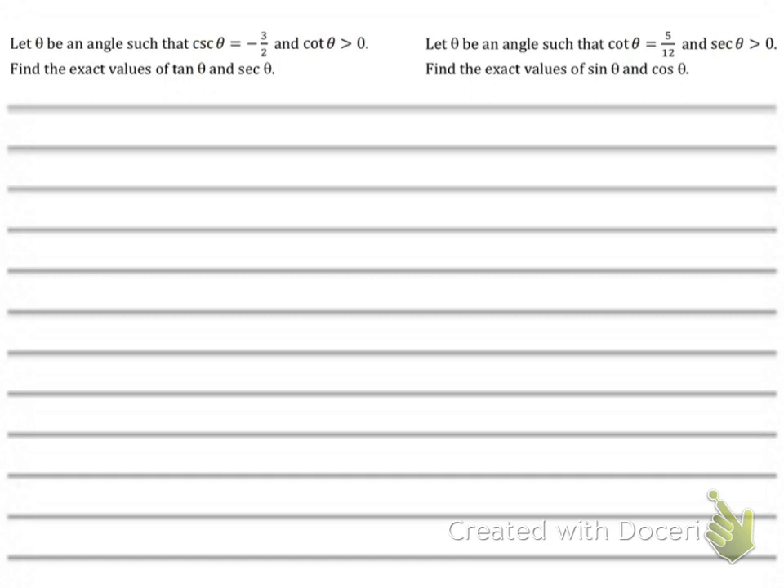So first here, they tell me that cosecant is negative 3/2. What I'm going to pay attention to right now is that cosecant is negative. And cosecant is negative when y is negative, right? Because it's 1 over sine. And that occurs in quadrant 3 and quadrant 4.